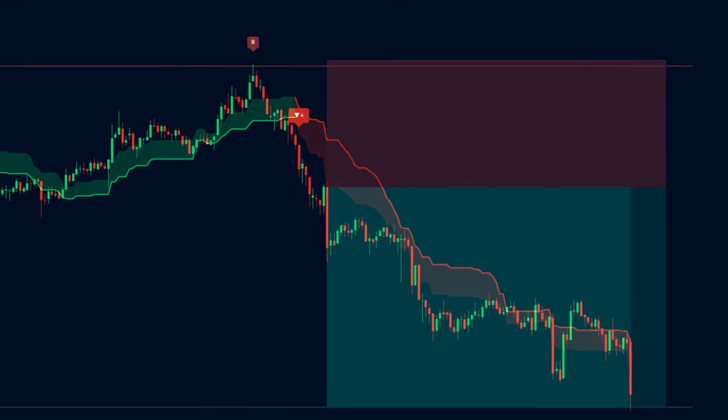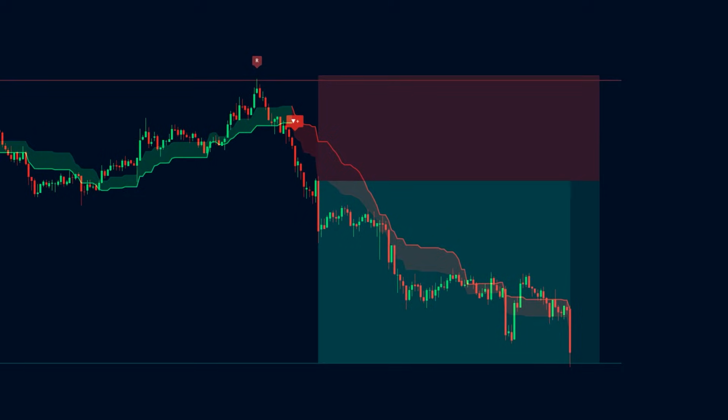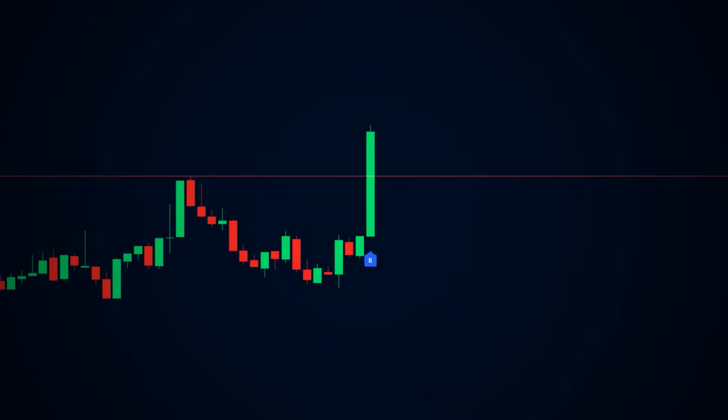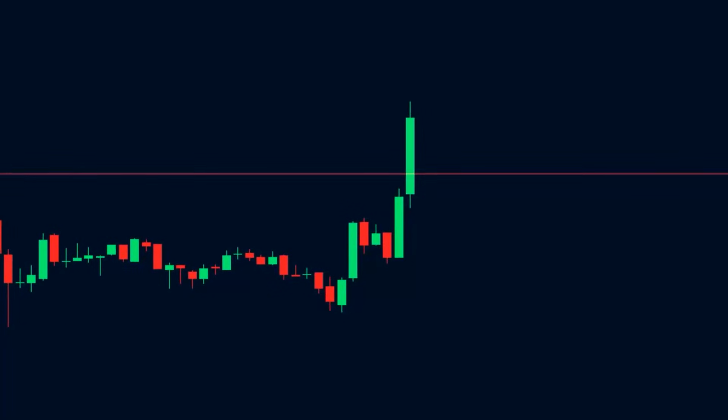But reversals aren't the only way to trade support and resistance. Breakouts can be even more powerful when traded correctly. Here's a long breakout trade. Price has been consolidating below this resistance zone for several days. The zone is based on a daily swing high. Then price breaks through the zone with a strong bullish candle, turning the resistance level into support.